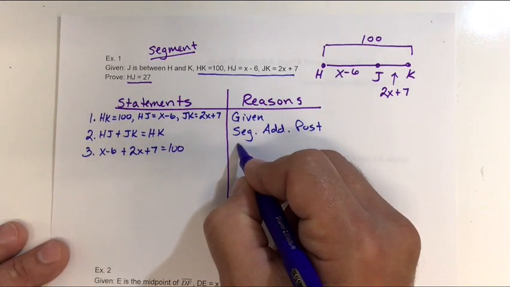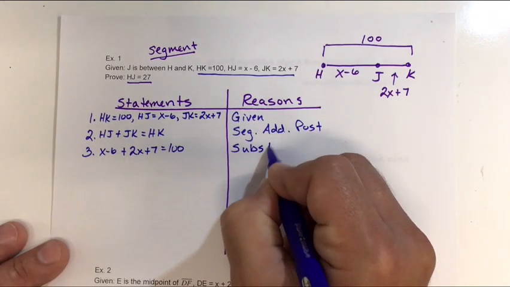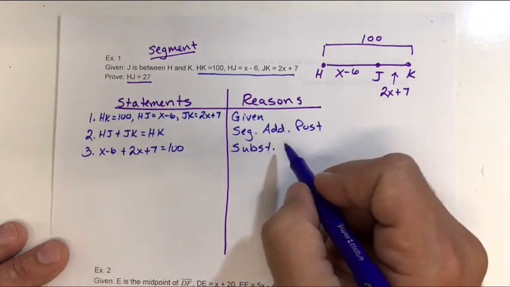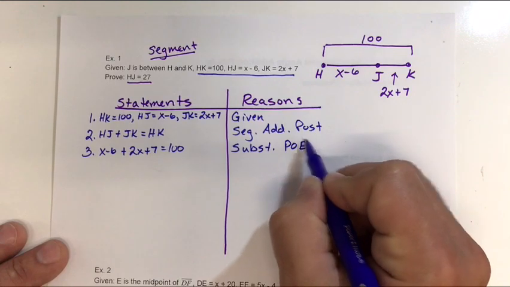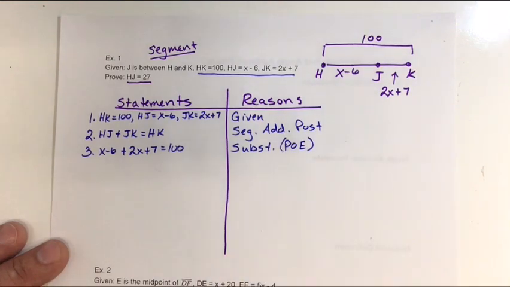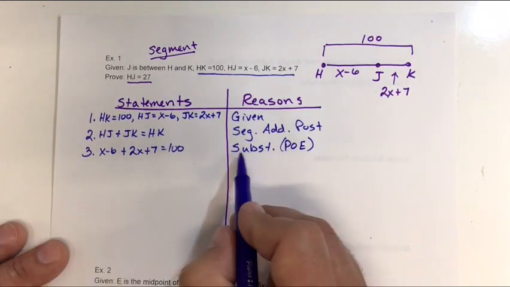What we're using is substitution, the substitution property of equality. If you choose to write POE after that, that's okay. That part is actually optional for substitution, because that's the only substitution property we have.